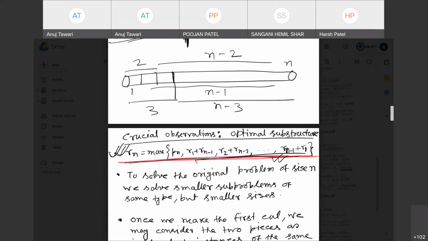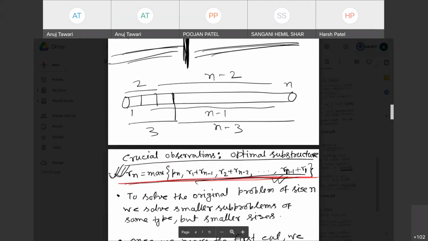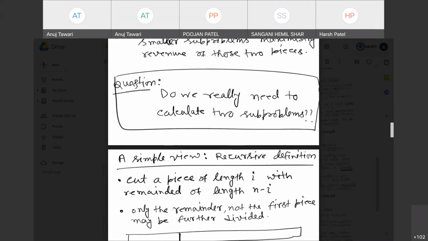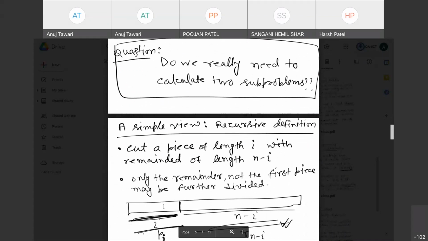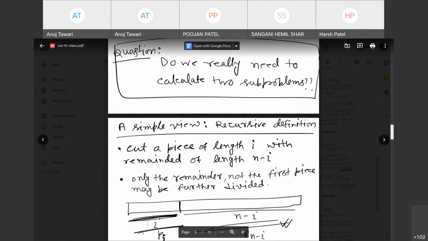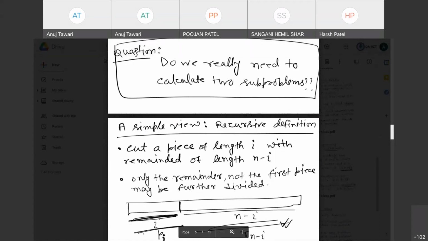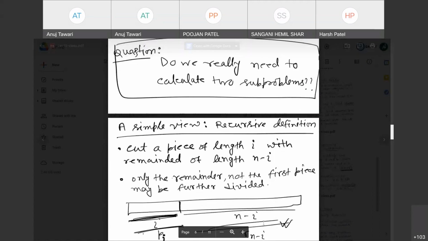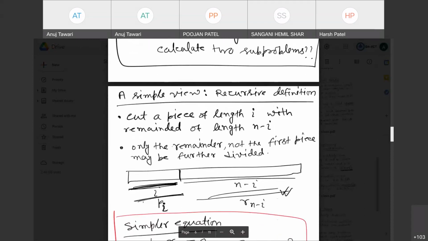Okay, it's not too difficult to see actually. The idea is that the first cut you have to make somewhere, right? And then we further cut this into further pieces. So let's say we made the first cut at this length i. Then we will have to pick all of these p_i and then make further cuts into this remaining n minus i part.